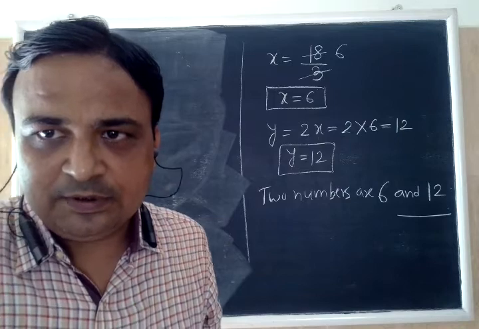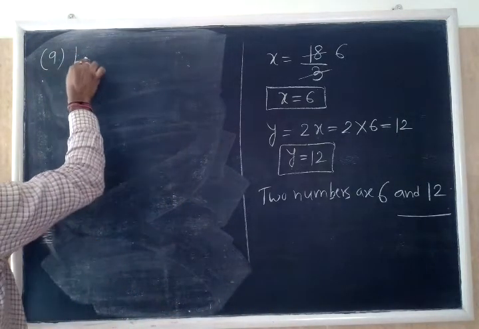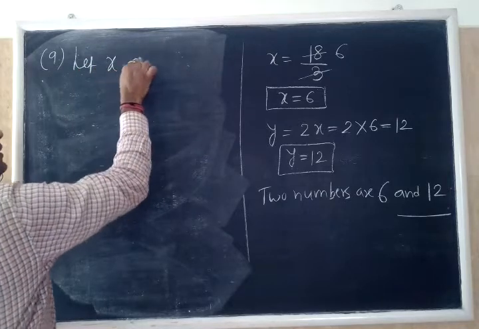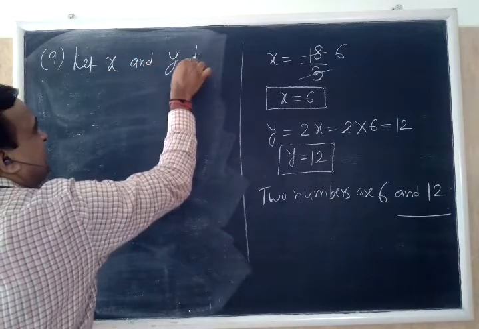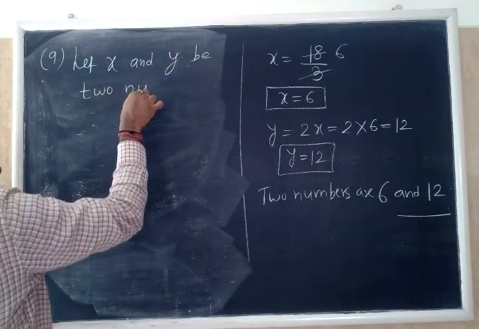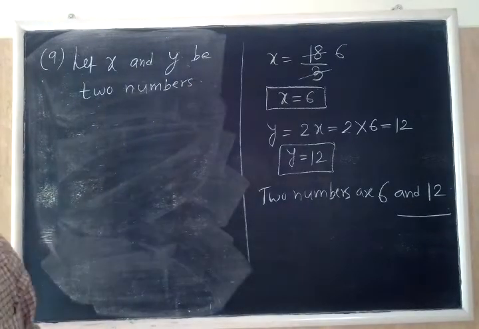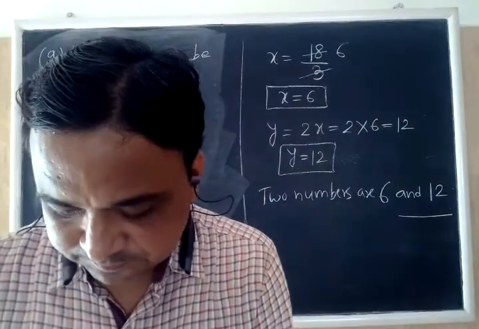A number is 15 more than the other number. Okay, so you can write let x and y be two numbers.